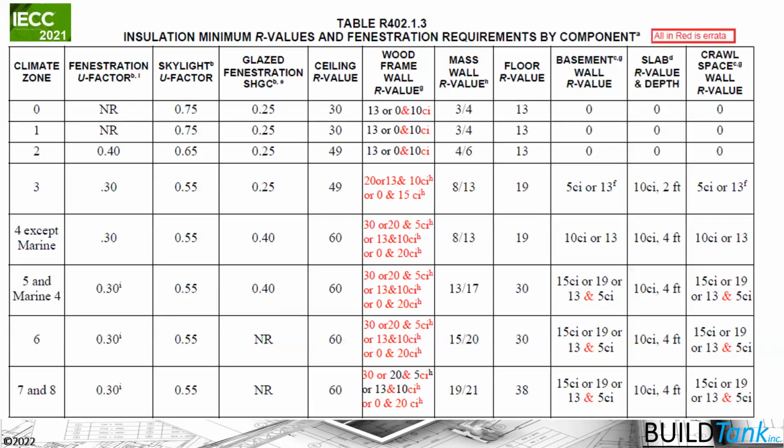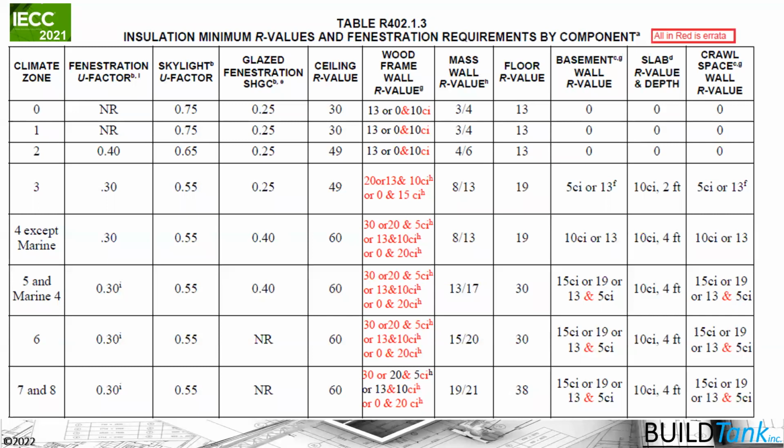So when we're looking specifically at the R value table, the first thing you'll see in red here is stuff that's in the errata. So if you happen to purchase the first version of the code book that was released, you'll notice that everything in red here was omitted in that first version of the code. So there are some choices specifically in the wood framed wall R values that you could choose from.